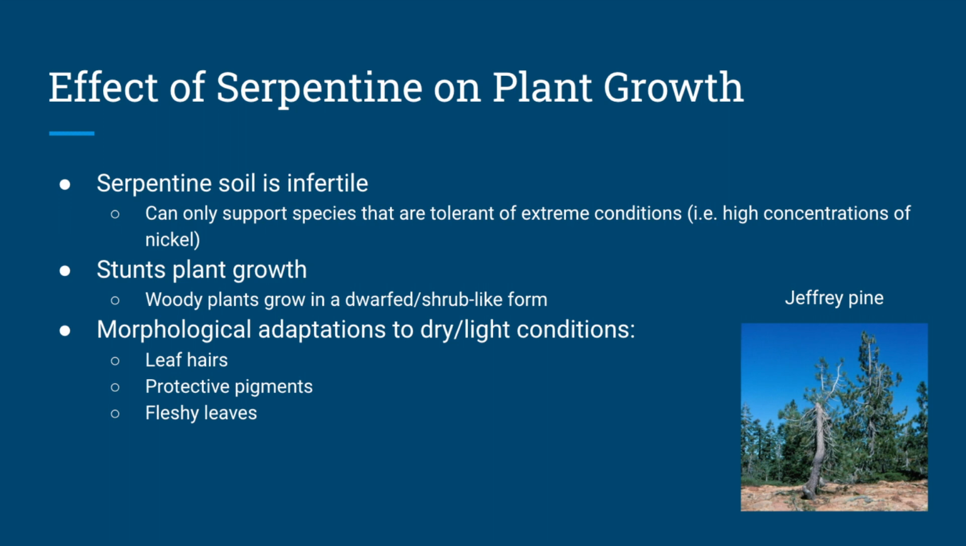Plants living in serpentine ecosystems have also developed adaptations to make the best of their surroundings. Some of these morphological traits include leaf hairs, protective pigments, and fleshy leaves.